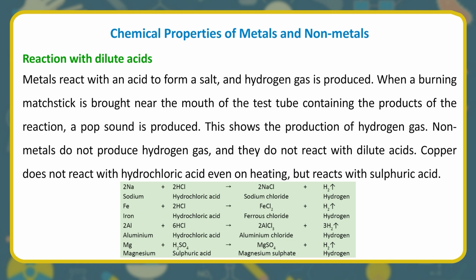Reaction with dilute acids. Metals react with an acid to form a salt, and hydrogen gas is produced. When a burning matchstick is brought near the mouth of the test tube containing the products of the reaction, a pop sound is produced. This shows the production of hydrogen gas. Non-metals do not produce hydrogen gas, and they do not react with dilute acids. Copper does not react with hydrochloric acid even on heating, but reacts with sulfuric acid.